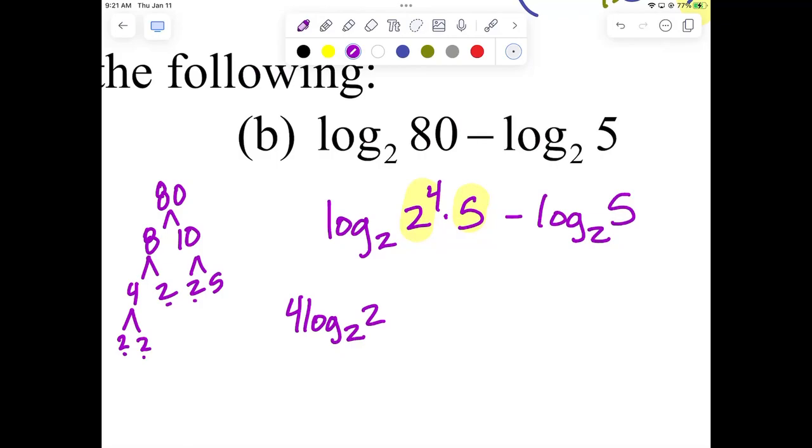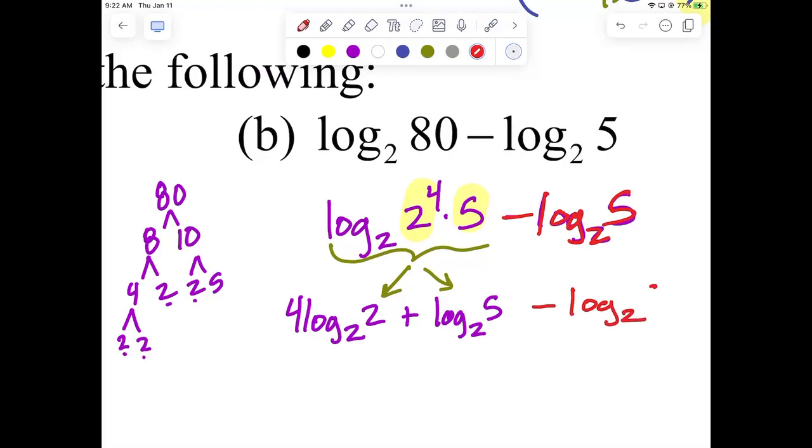Yes? Plus log base 2 of 5. I put it right there. This goes to here and here. Well, I haven't written that one yet. Minus, I'll do it in red. I'll just bring that one down. I'm just working on the 80.